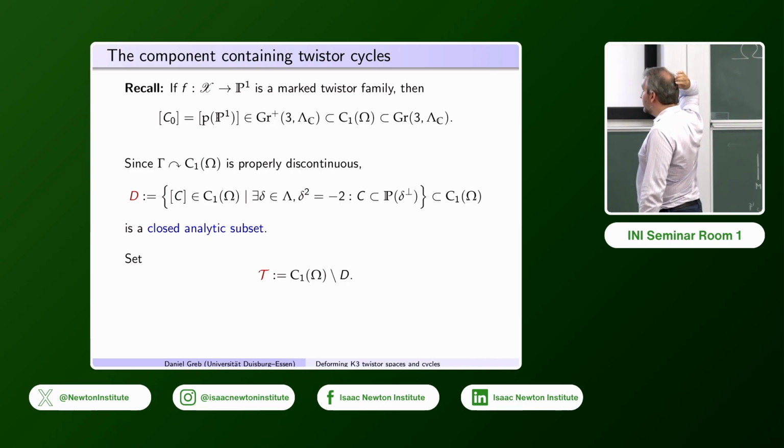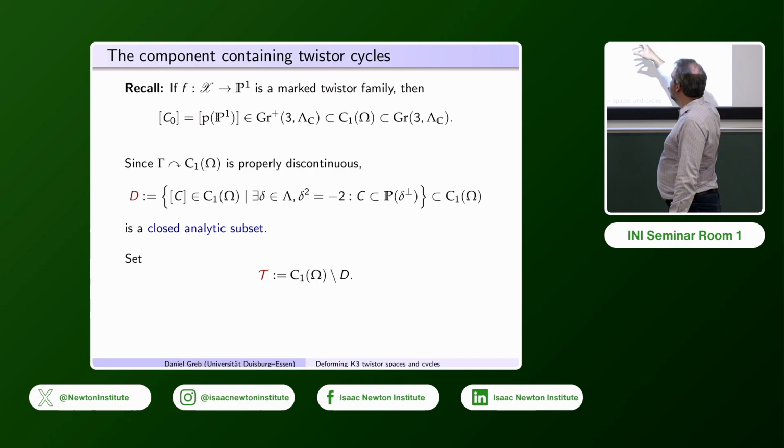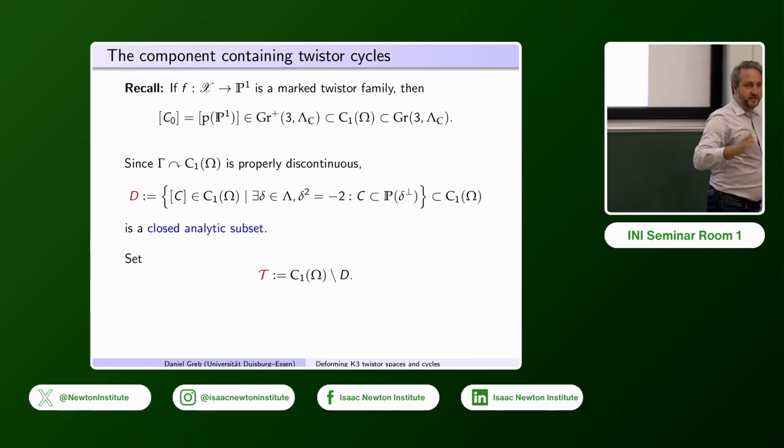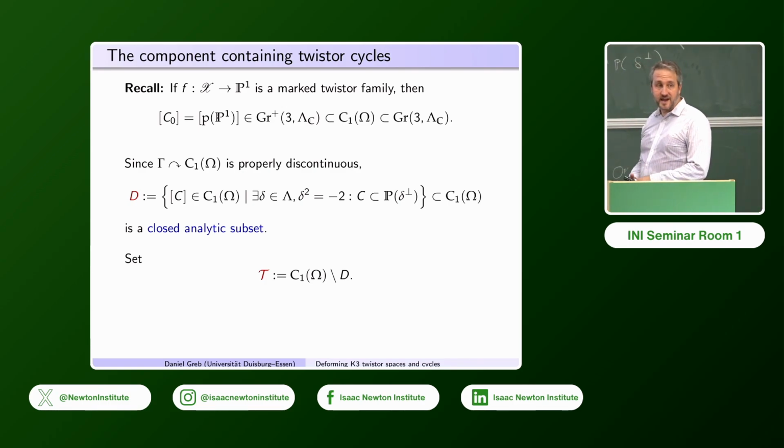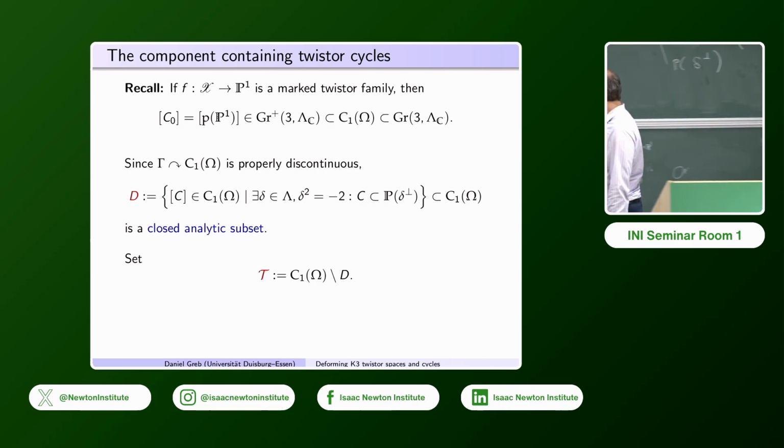Namely, if you think, I just say this, it's not clear from what I said, it has to do with curves on your surface which cap to 0 against the Kähler form, which of course is not allowed to happen. So one wants to remove them.